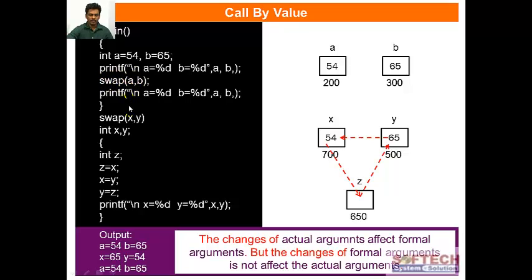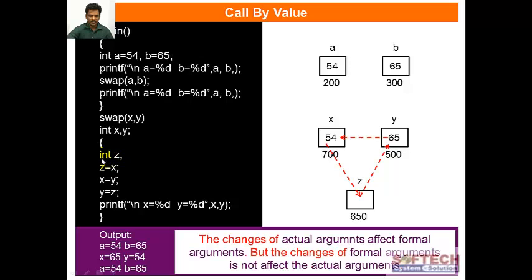So the a and b values are transferred to x and y respectively. The a value is transferred to x, the b value is transferred to y. What are the values of x and y? x is 54, y is 65. That is, a is transferred to x, b is transferred to y. So x is 54, y is 65.